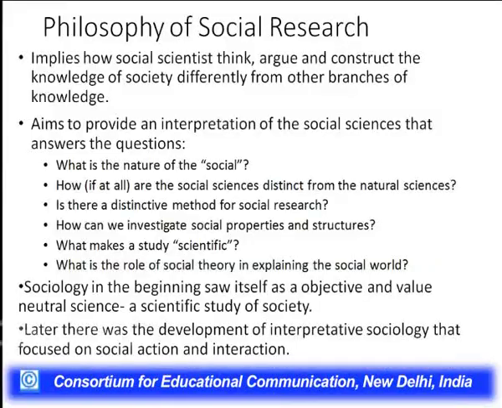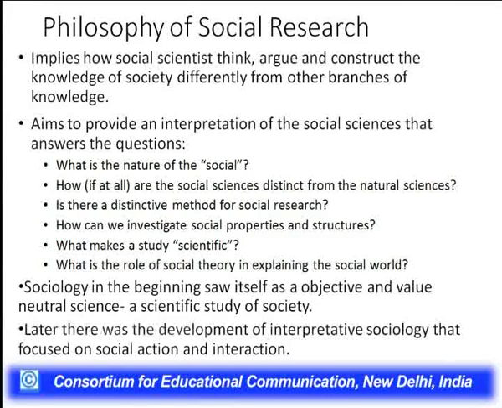Now, what is very important to try to understand is the philosophy of social research. Philosophy implies how social scientists think, argue, and construct knowledge of society differently from other branches of knowledge. Each discipline has its own philosophy, depending on the objective of the discipline or the historical understanding of the way in which it has emerged. The philosophy aims at an interpretation of social science that answers the following question: what is the nature of the social? That is how a sociological study would be different from other studies.